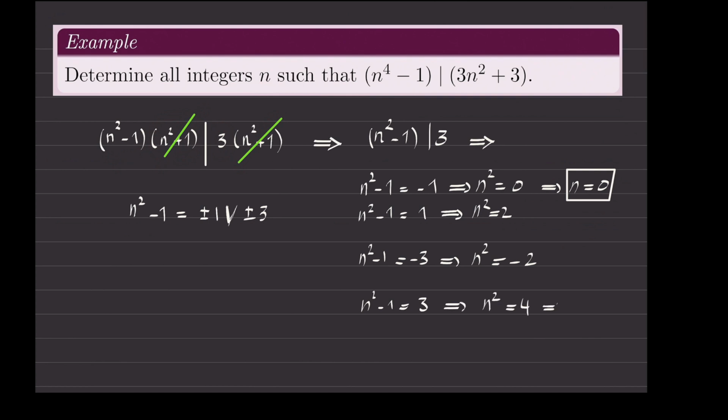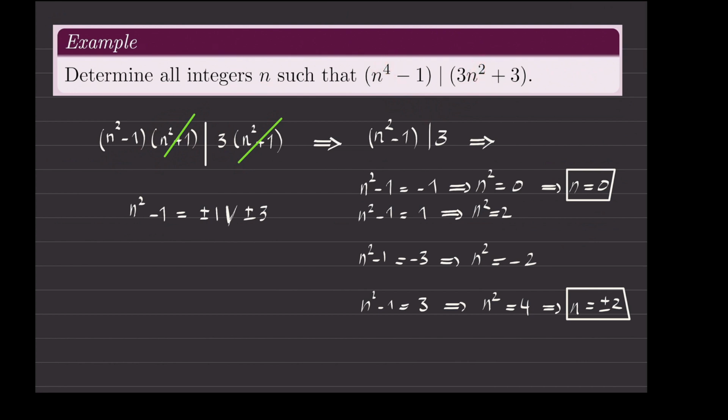And then it means that n is plus or minus 2. And these numbers are also integers. So if I want to write all the possible solutions: 0, plus 2, and minus 2. If you test that, if you put 0 here, the left-hand side becomes minus 1, the right-hand side becomes 3, which is true. And if n is 2 or minus 2, it doesn't matter because these are even powers.